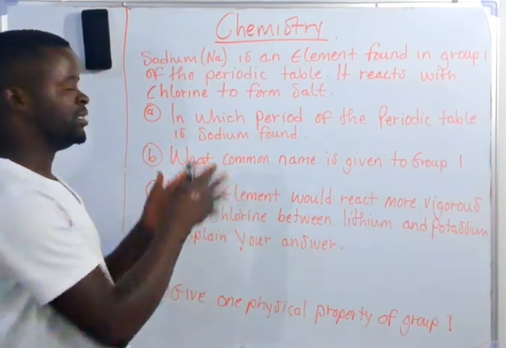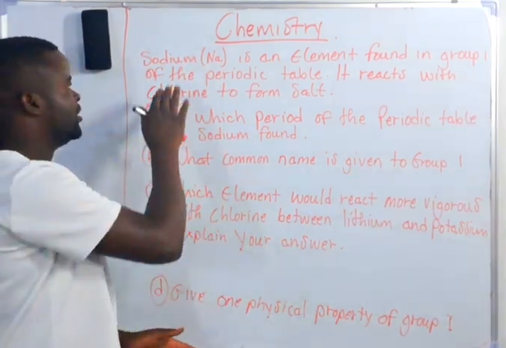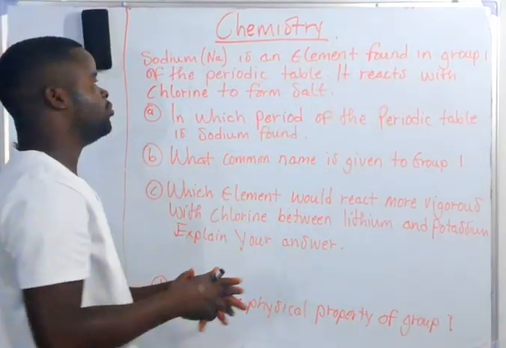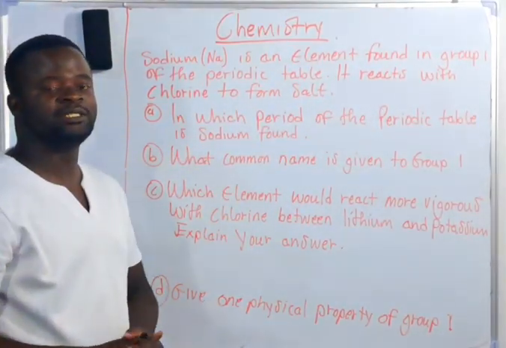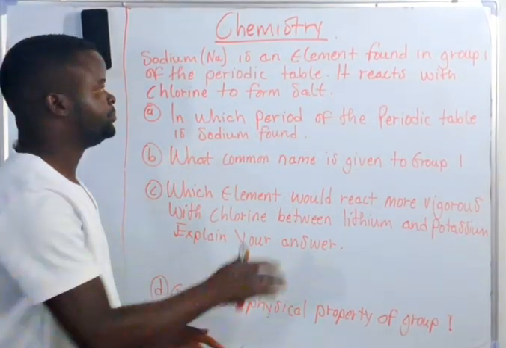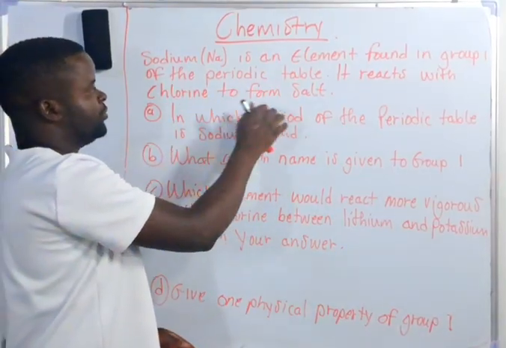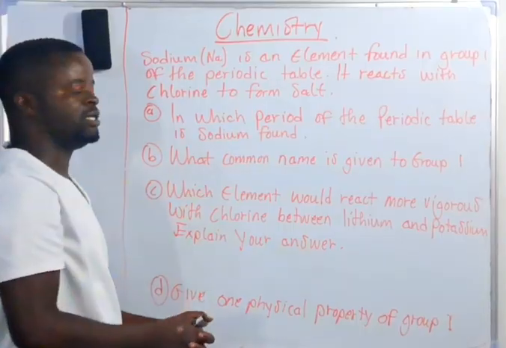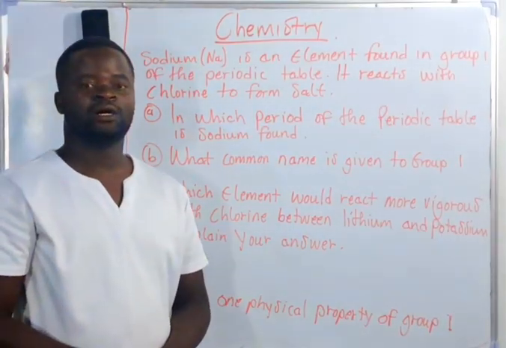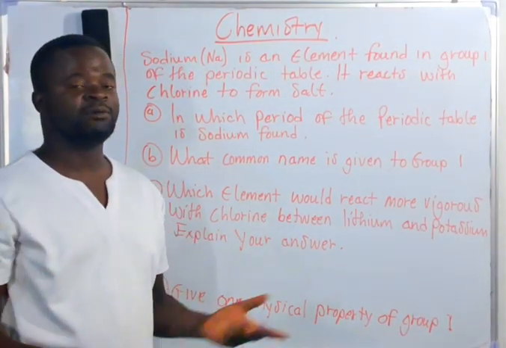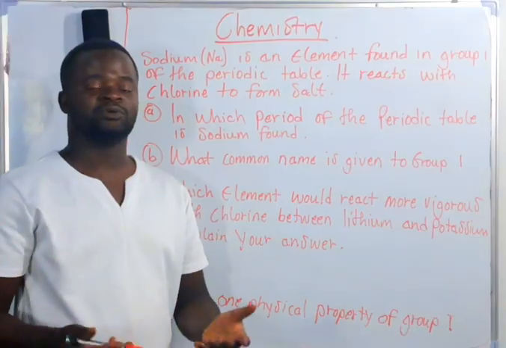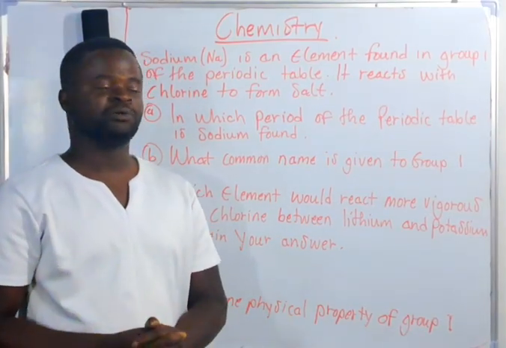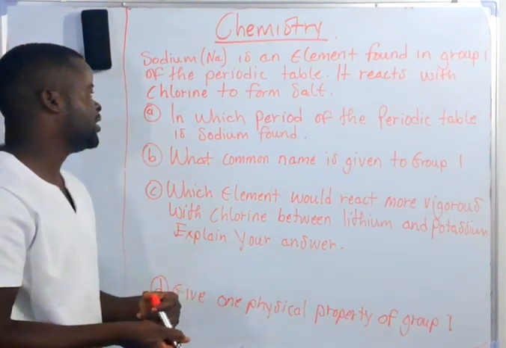Let's go to the statement of the question. Sodium is an element found in group 1 of the periodic table. It reacts with chlorine to form salt, and the name of the salt is sodium chloride, which is also called commercial table salt. Let's go to question A.